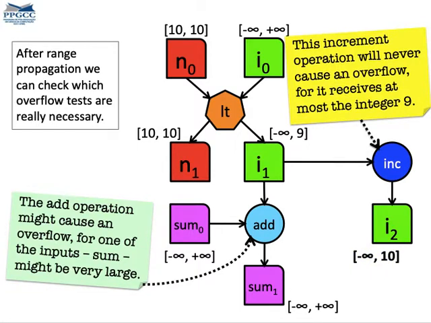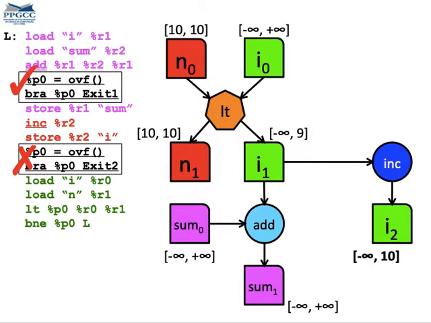Once we know the ranges of the variables, we can check which operations still require overflow tests. We need an overflow guard for add because it returns a variable that can be plus minus infinite, right here. However, we do not need a check for the inc operation because it returns at most 10, so there's no way this can overflow. Then we can eliminate one of the overflow checks, the one used to guard the inc operation. The other will still be there. We have to leave it in the program because we couldn't really get enough information to remove it.